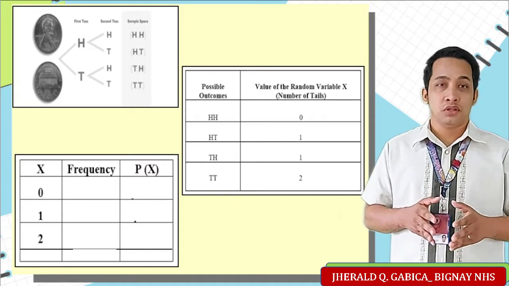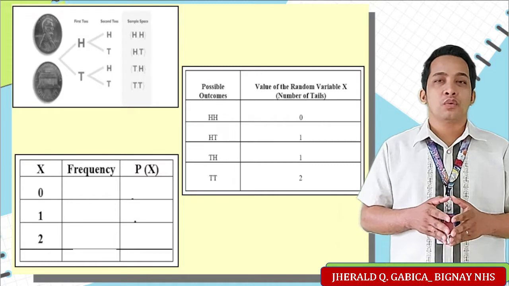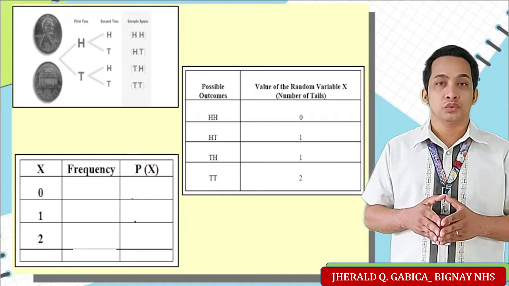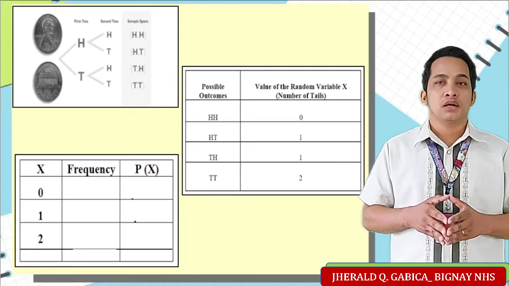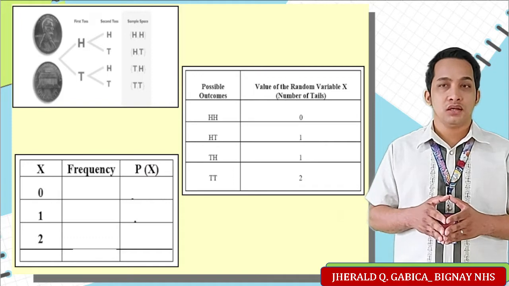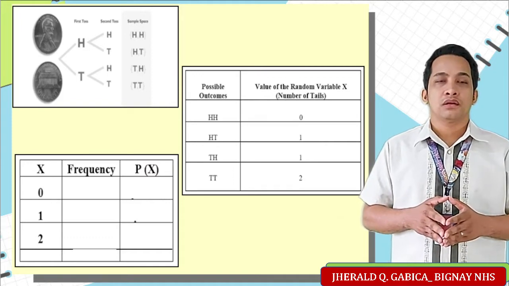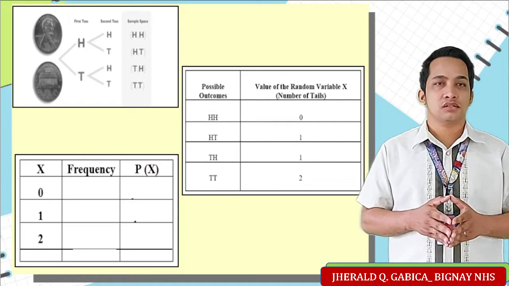2. Using the table we have a while ago, we can produce a probability distribution table using x equal to 0, 1, 2, and sample space HH, HT, TH, and TT. So, the table looks like this.